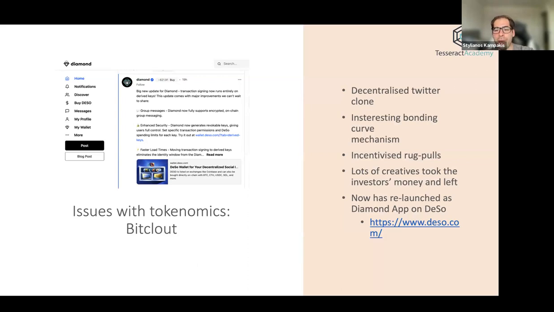So one rug pull after another, and then eventually there were so many rug pulls that users just lost trust. So essentially this project went defunct, and now it has relaunched under a different brand and a bigger vision as part of something called DSO, the decentralized social blockchain.